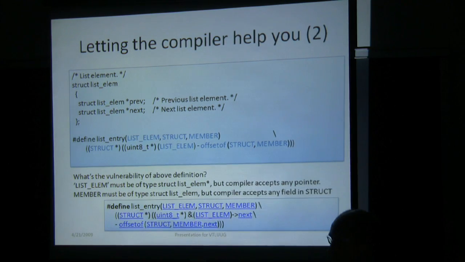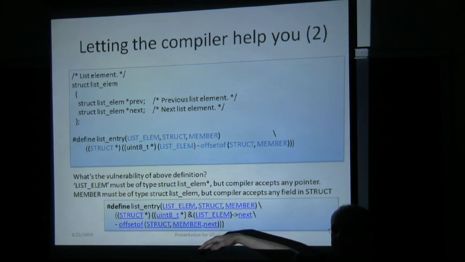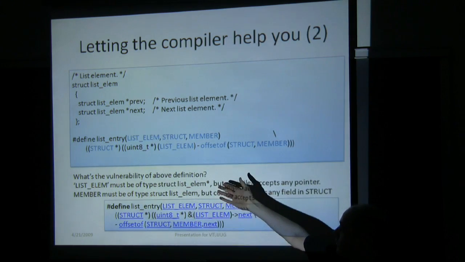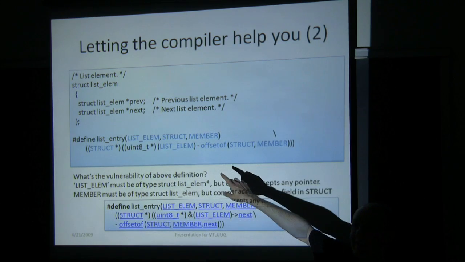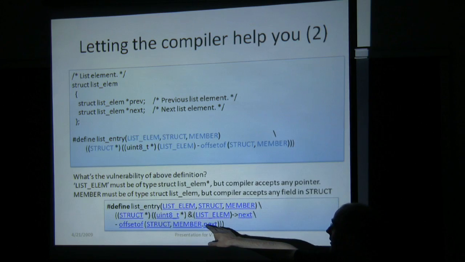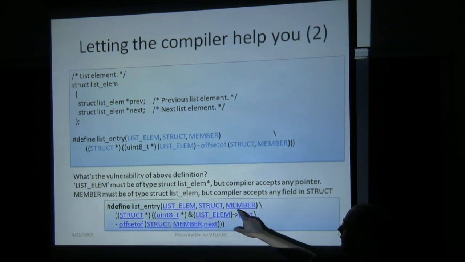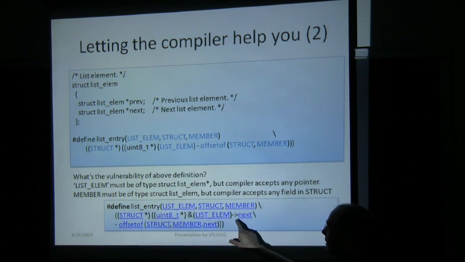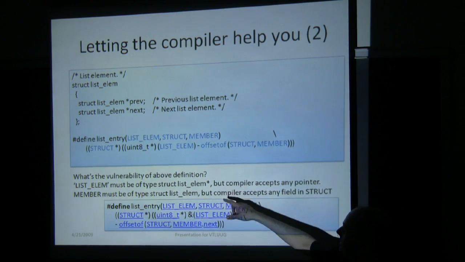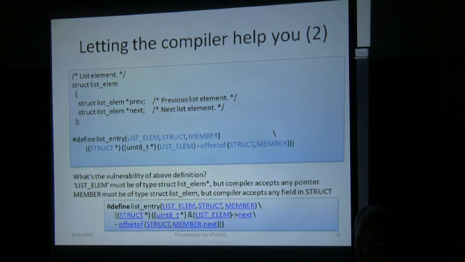So in this case, what we've done, we've changed the macro to use this down here, and as a result, when students made the mistake of passing a list element pointer that was not that type, we get a compiler warning, because the type that is expected here must have a field next. If it doesn't have a field next, this will not compile, and then such a wrong use of the list entry macro would fail during the compile phase.